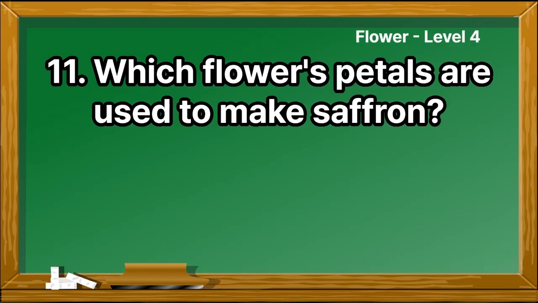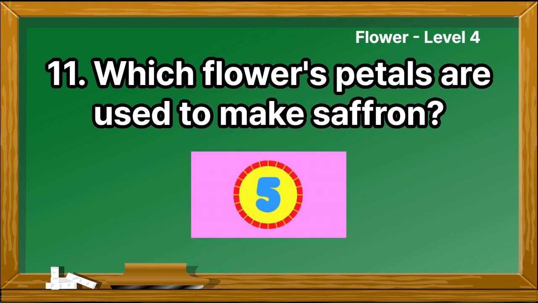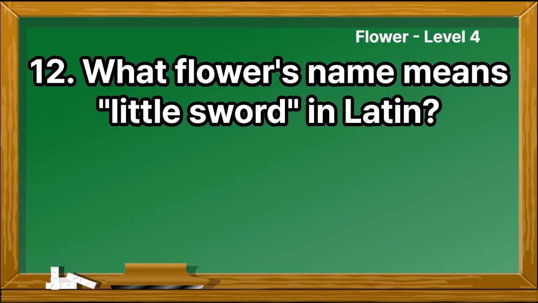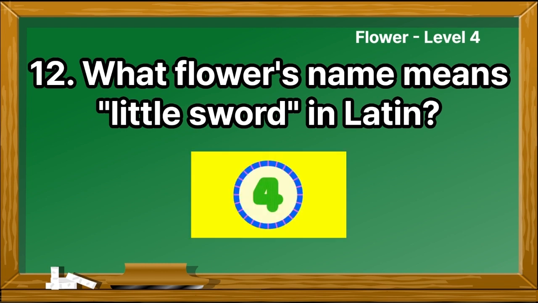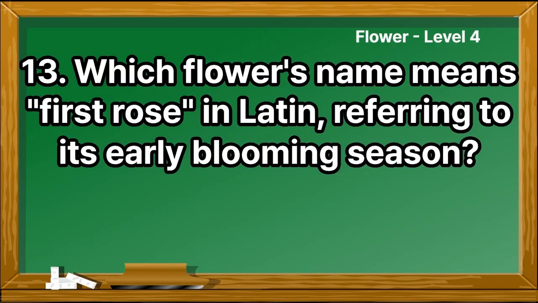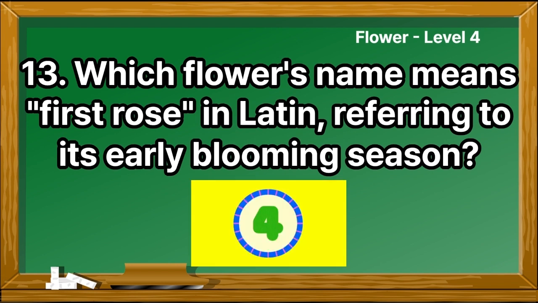Which flower's petals are used to make saffron? Saffron crocus. What flower's name means little sword in Latin? Gladiolus. Which flower's name means first rose in Latin, referring to its early blooming season? Primrose.